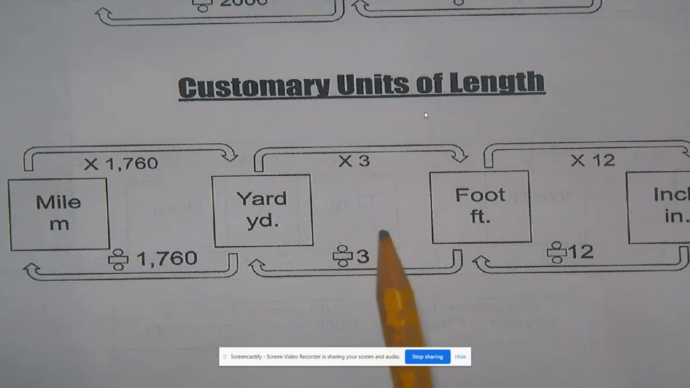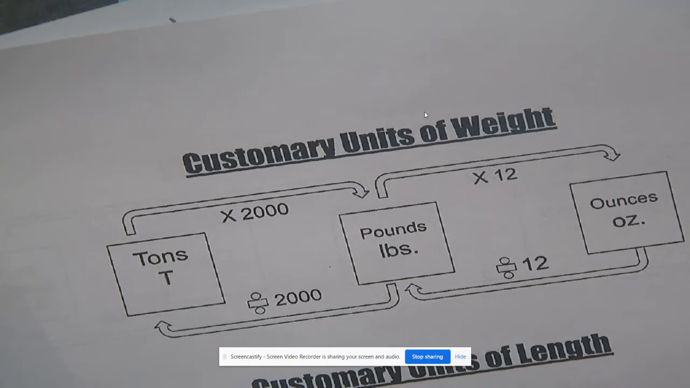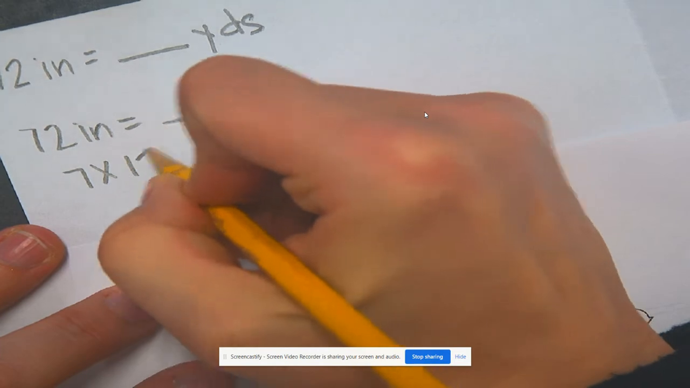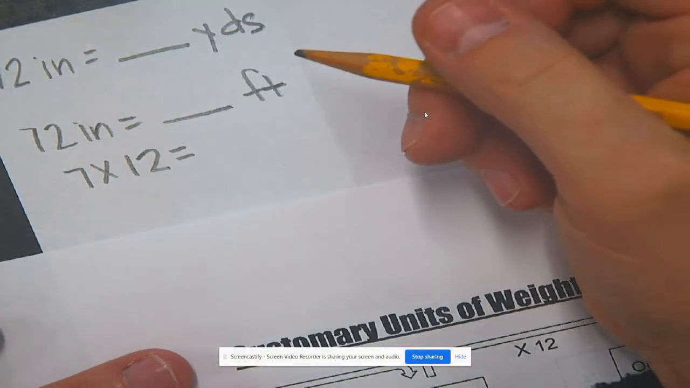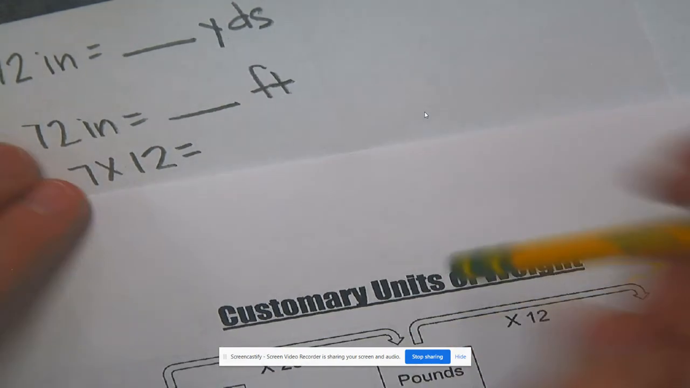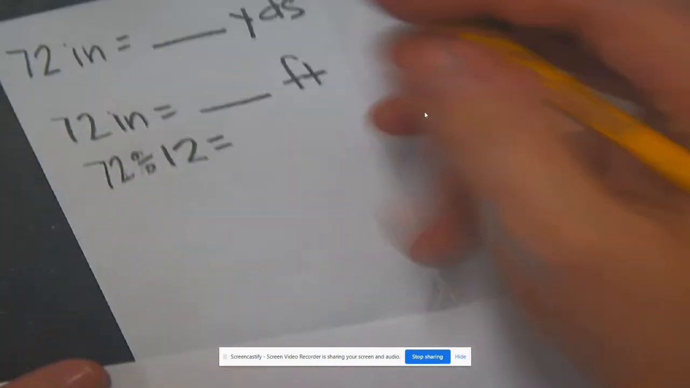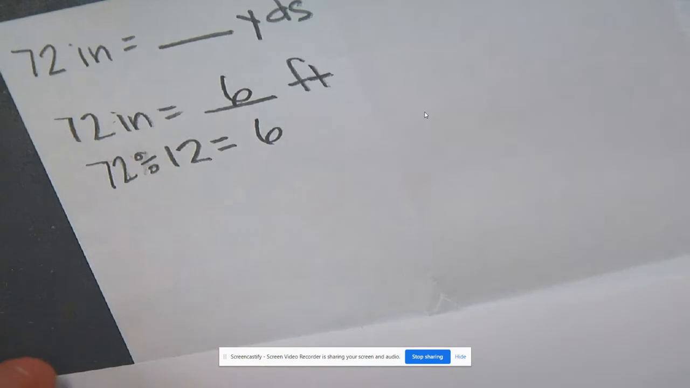We got to do a couple steps. So first, I'm going to go 72 inches equals how many feet? Okay, so how do I go from inches to feet? Divide by 12. We're going from inches, yeah. 72 divided by 12 equals 6. So that equals 6.